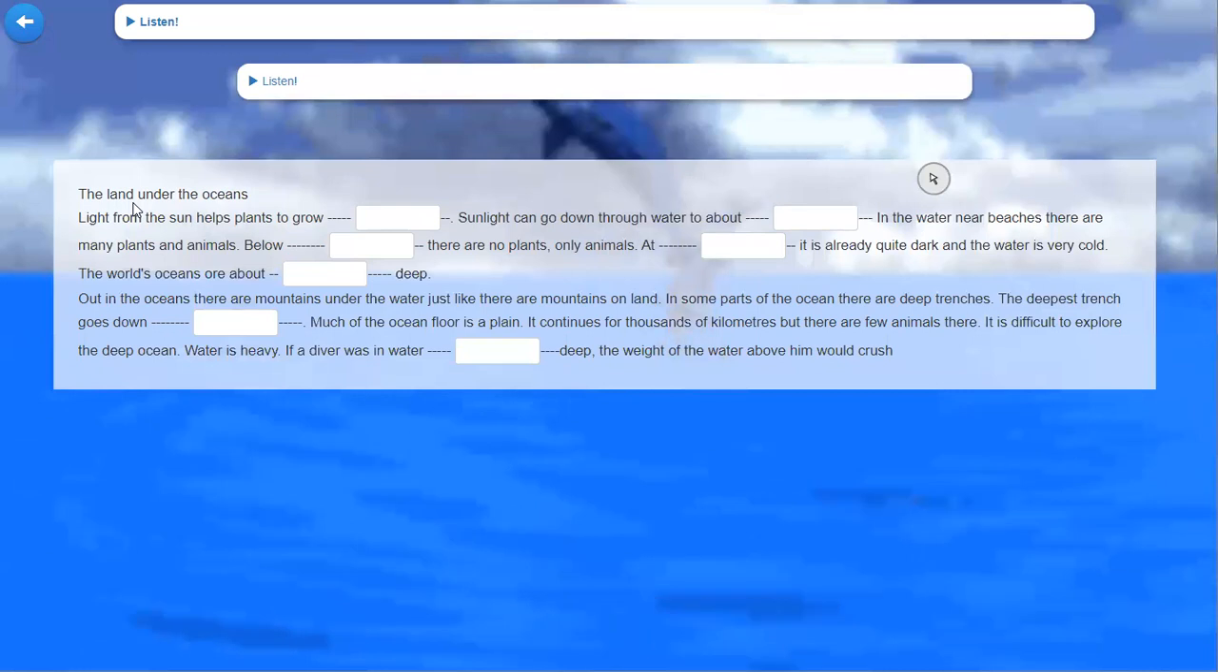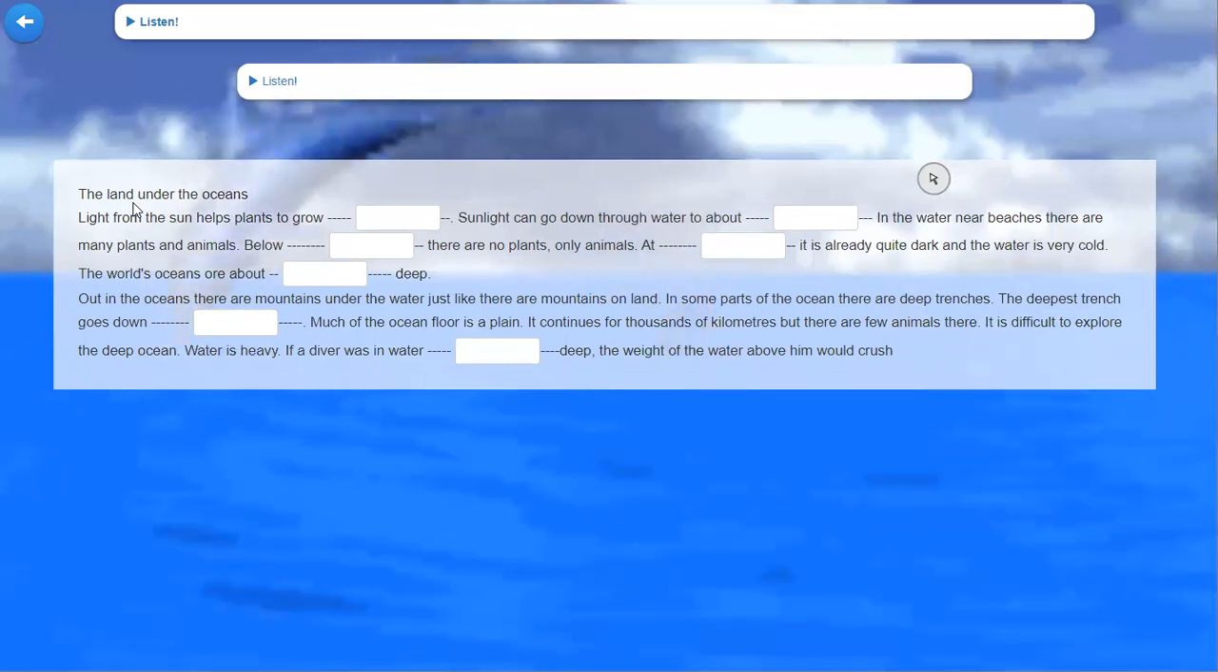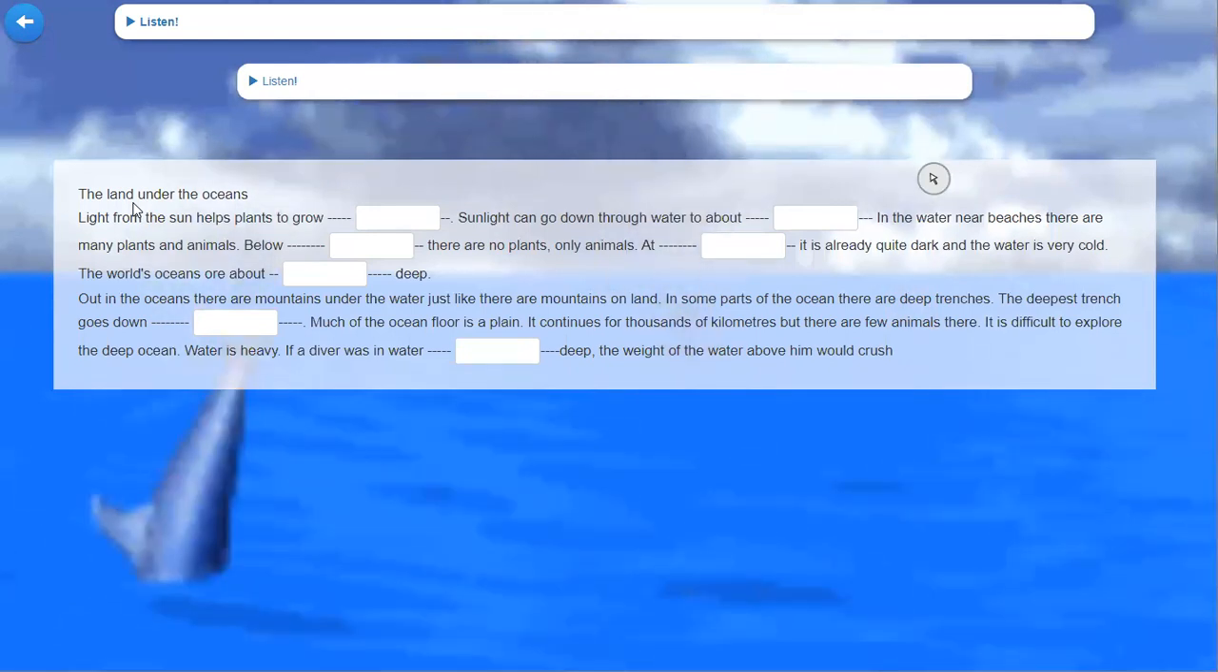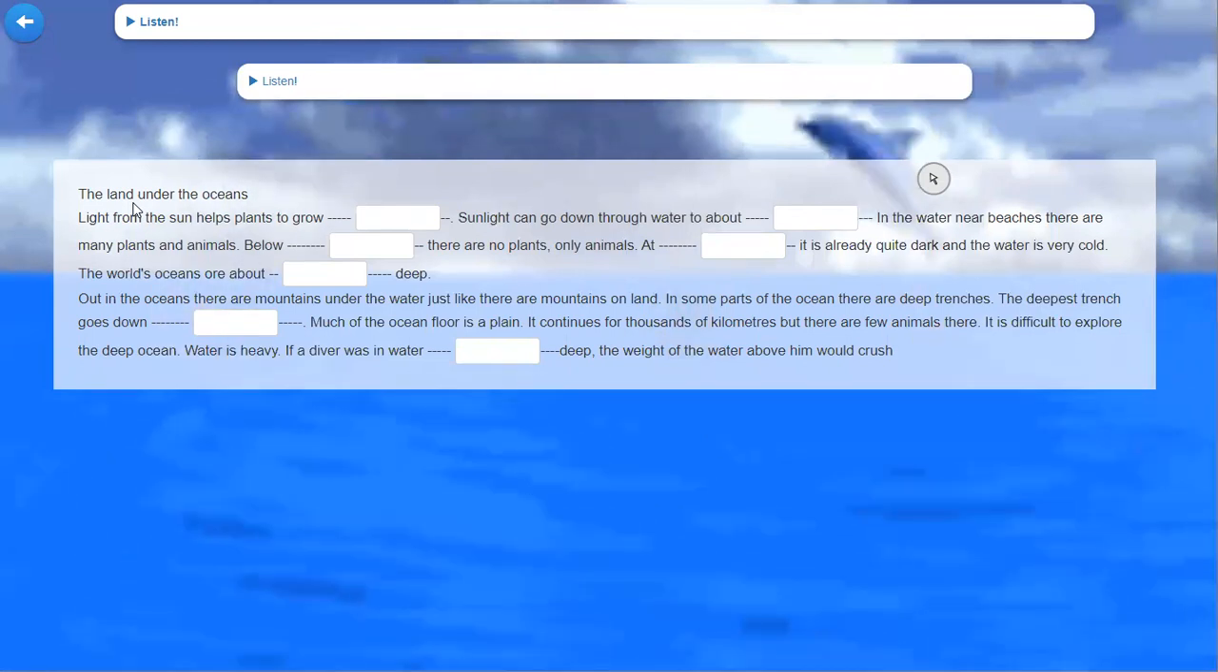Look here, we are in the ocean, as you see in the background. Do you see the background now and how the animals and fish are jumping up and down?